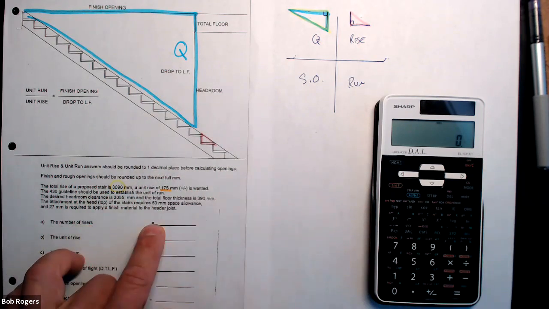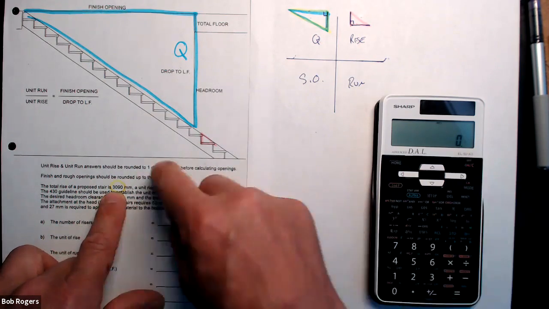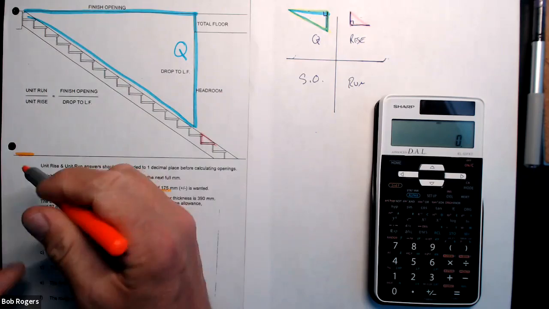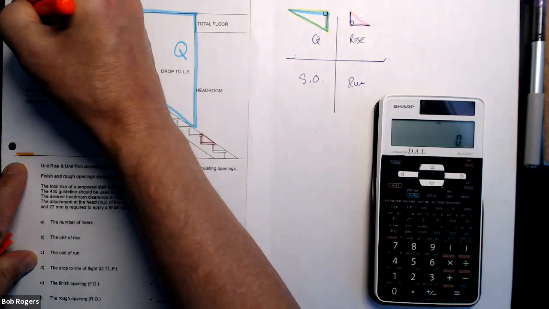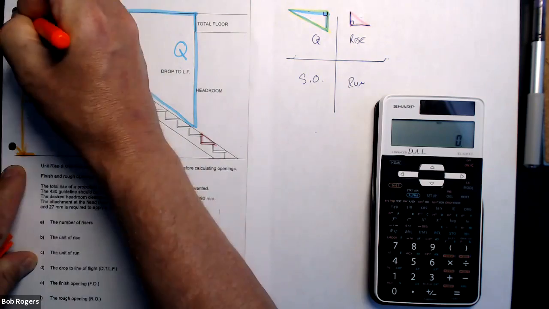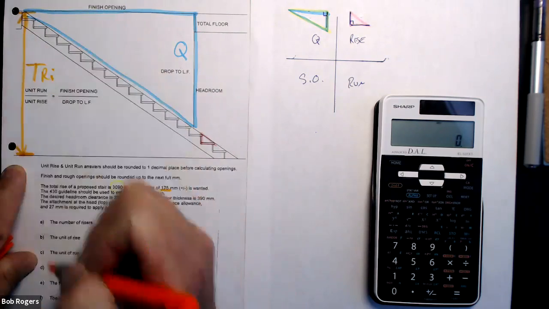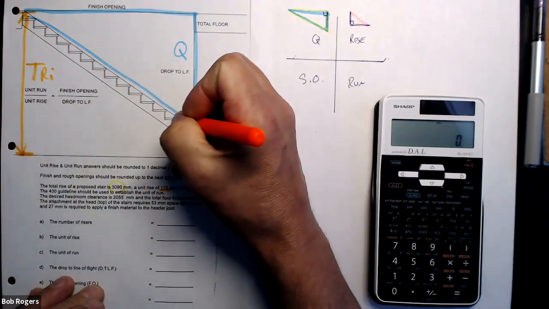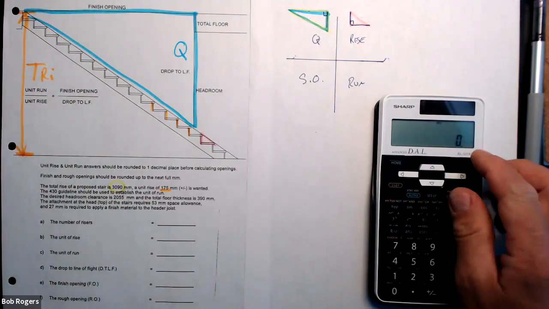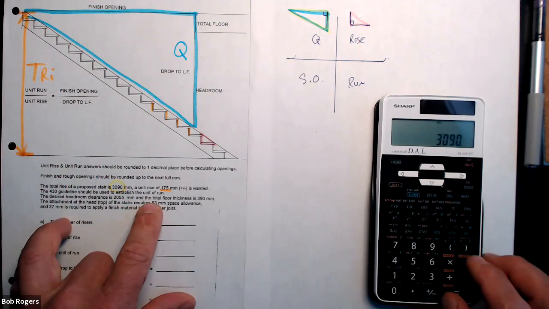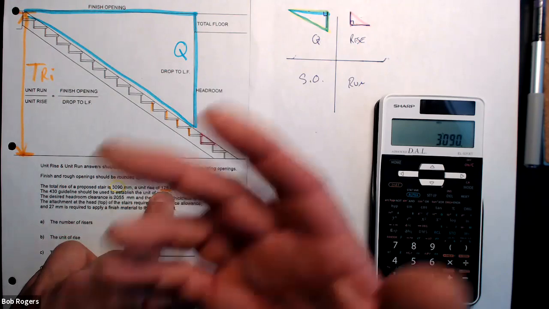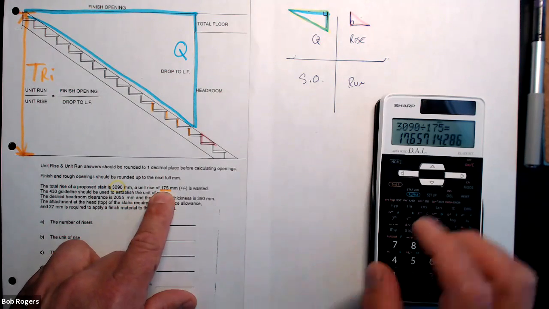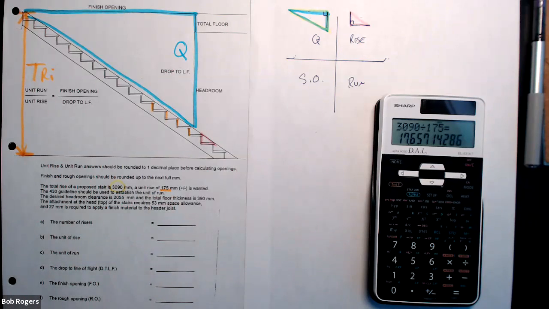So we calculate the number of risers by taking our total rise, the distance, and of course that will be from the bottom of our floor all the way to the top of our finished floor. That is our total rise. We'll take this and we need to break this up into how many risers. How many of these risers do we have? So we'll take the 3090, we'll divide it by the desired rise, which is our target. This is what we're aiming for. In this case, we have 175. We end up with 17.657 risers.